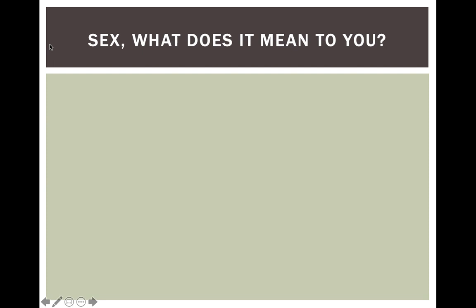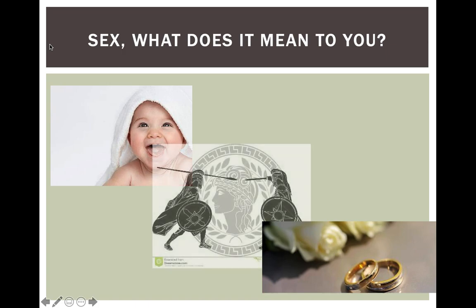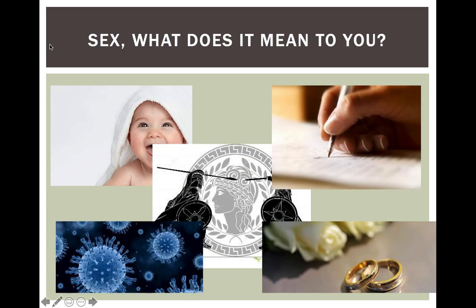There's also the idea of sexual orientation, your sexual identity, and your biological sex. So we're talking about anatomy as well. Whether we're discussing babies or marriage and committed relationships, or competition for mates, or STIs, sexually transmitted infections, or writing poetry to swoon someone else and make them your partner.